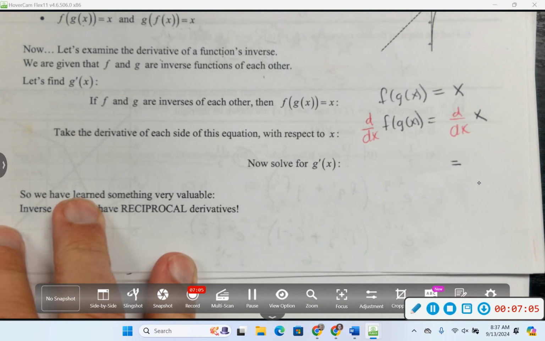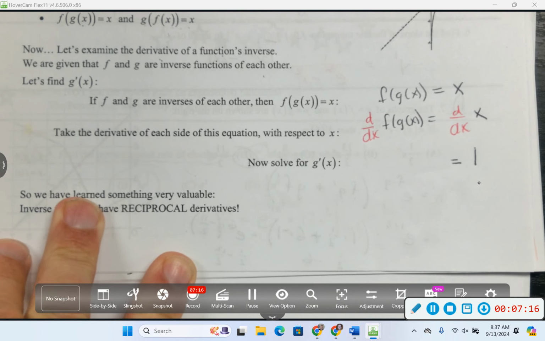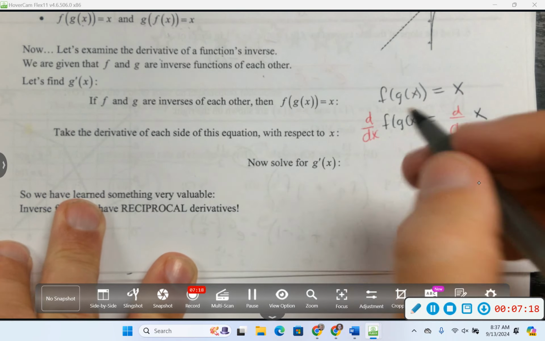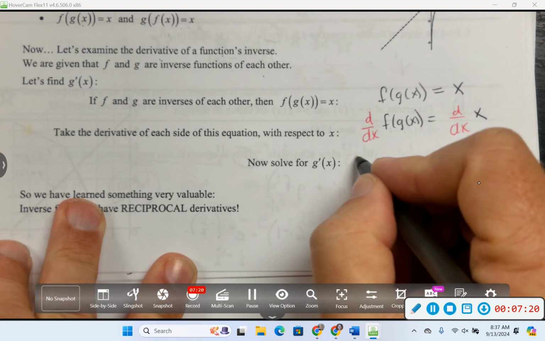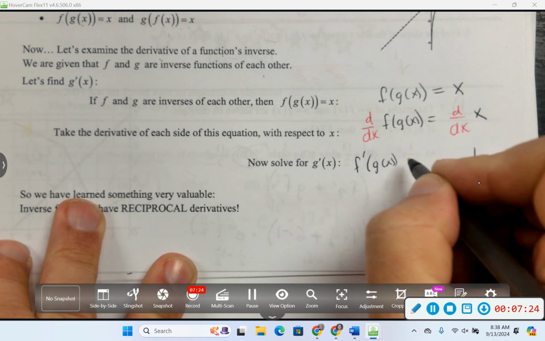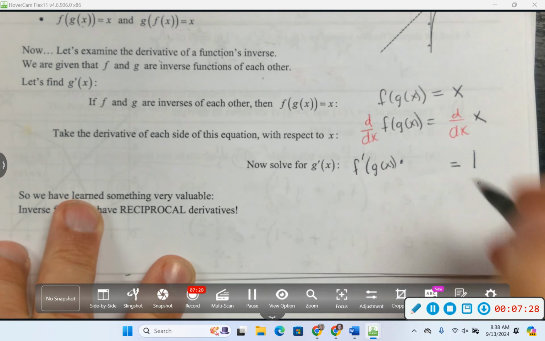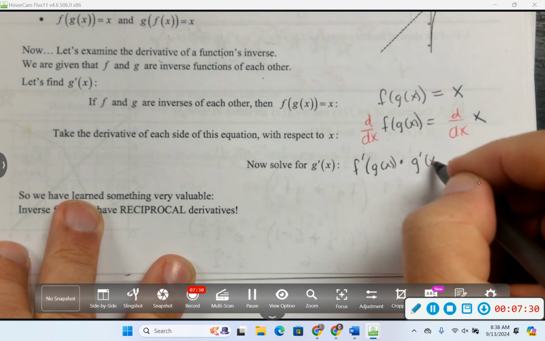So the derivative, let's do the right-hand side first. That's the easy one. What's the derivative of x? 1. On the left-hand side, what's the rule I'm going to need? The derivative of f of g of x. Chain rule. So outside in, one layer at a time, f prime of g of x, that's my outer layer, times my inner layer, g prime of x.